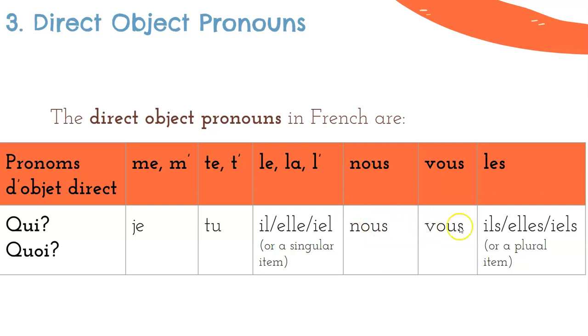Nous and vous stay the same. If the answer for qui or quoi is il, elle, or iel, or a plural item, then you replace it with les.